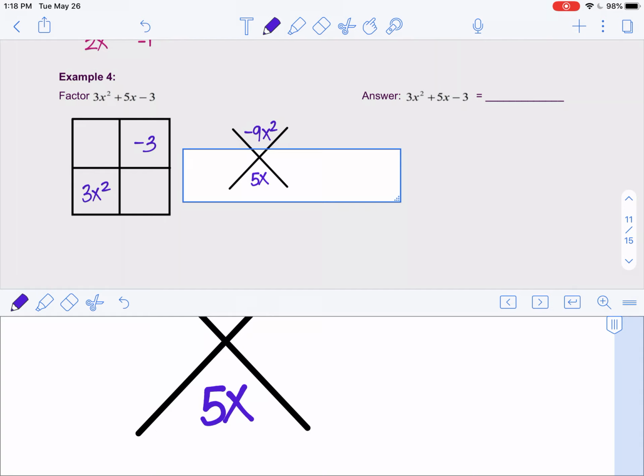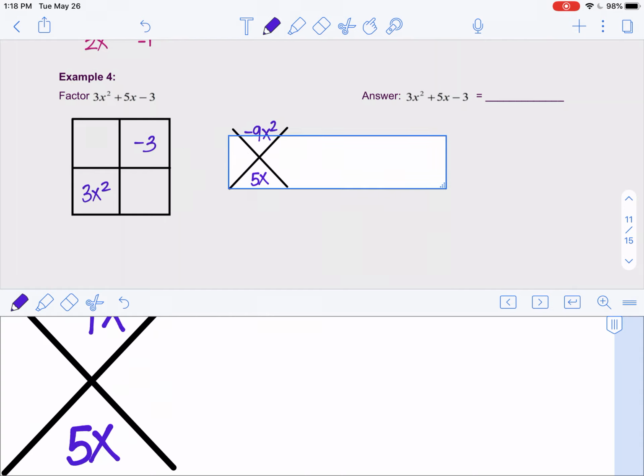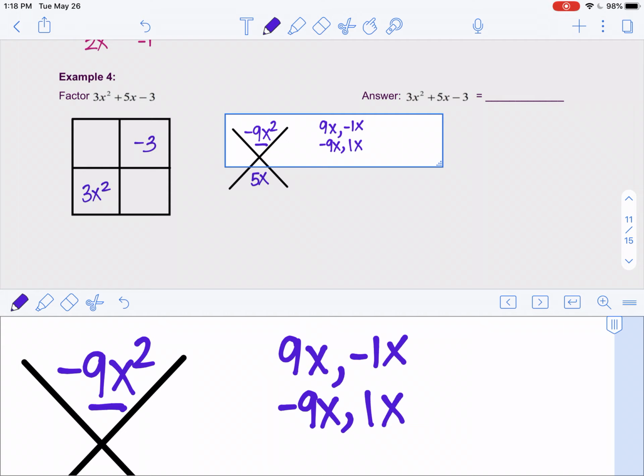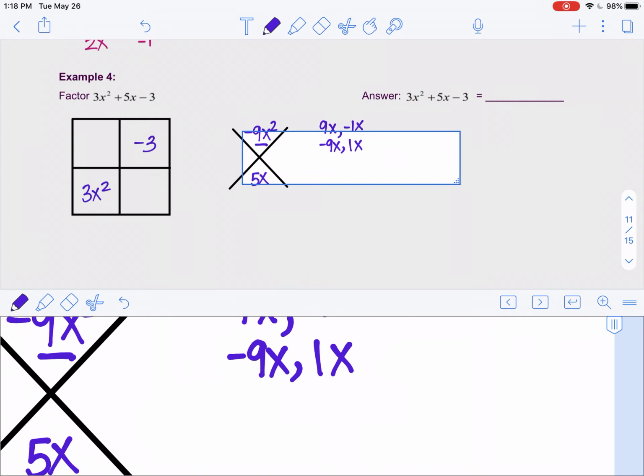All right, sometimes if you get stuck, one thing you can do is write out all of the factors of this top thing just to see which ones actually work. So if I do that, I could have 9x and negative 1x. That adds up to positive 8x, so that's not it. I could have negative 9x and positive 1x. That adds up to negative 8x. That's not it. I could have 3x and negative 3x. Well, that adds up to 0, and that's it. But those are all the things that multiply to negative 9.